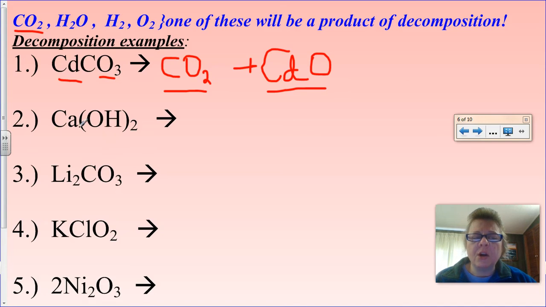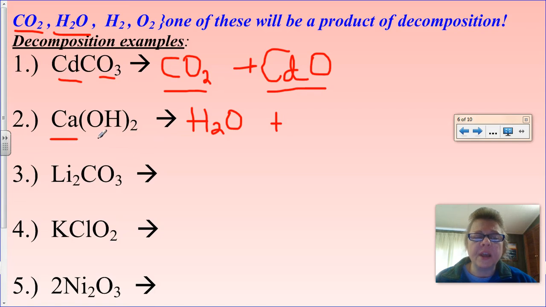Now take a look at our next example. I've got calcium hydroxide. A calcium, I've got two oxygens, two hydrogens. Now I'm not going to want to pull out hydrogen gas and oxygen gas. Since both hydrogen and oxygen are present, I'm going to want to pull out water. Now I can only make one water molecule in this case because I've got two hydrogens and two oxygens present in my reactant. So I'll take out all the water that I can.